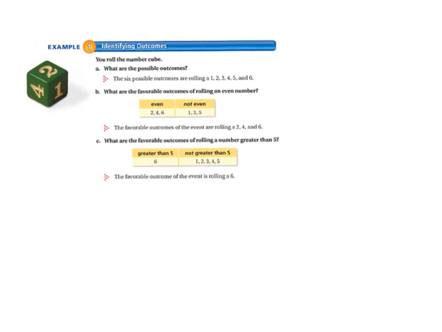Okay, so now when you look at number 1 to go ahead and copy down, they're asking you to look at this 6-sided cube, like a regular dice that you'd be playing with when you play a game of Monopoly, let's say. And the first thing is you roll the number cube, and the question is, what are the possible outcomes? Outcomes meaning the possible results. So the only possibilities are the numbers that are on the faces of the cube, and there are 6 of them. So you could roll the number 1 or 2 or 3 or 4 or 5 or 6. And that's what they're saying with that one.